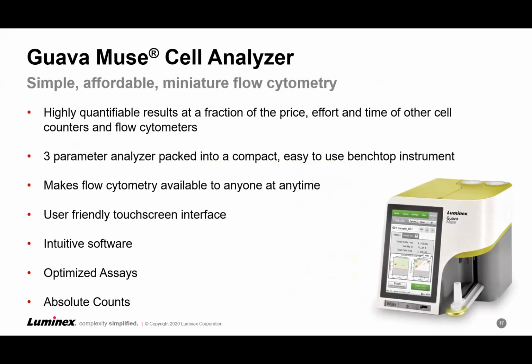With the Guava Muse cell analyzer, you can now achieve highly quantitative results at a fraction of the price, effort, and time. The Muse cell analyzer packs 3-parameter analysis into a compact, easy-to-use benchtop device, making flow cytometry accessible to anyone, anytime, with a user-friendly touchscreen interface, intuitive cell analysis software, and optimized assays designed to simplify your research. The Muse is the perfect cell culture and core lab companion.